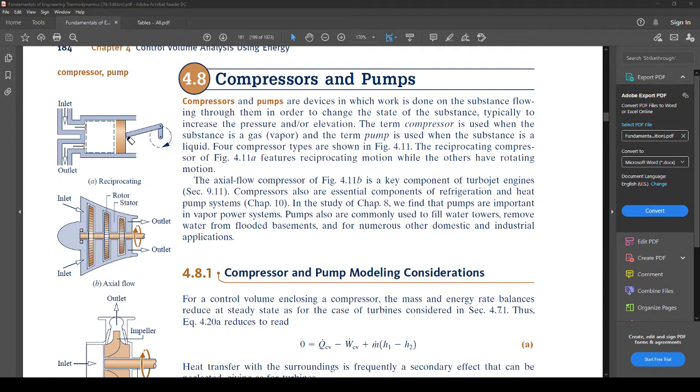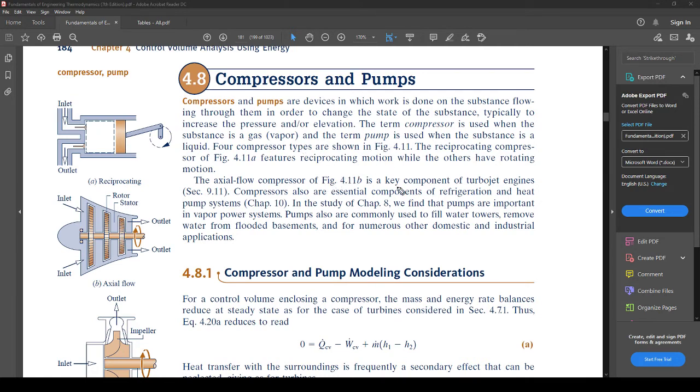Compressors and pumps are devices in which work is done on the substance flowing through in order for them to change the state of the substance, typically to increase pressure and or elevation. The term compressor is used when the substance is a gas. So remember that. Compressors, just like you would pump into your car tires, you would compress air and put it in there and pump your tires' pressure up. Compressors are used for gas. Pumps are used for water or a liquid, right?